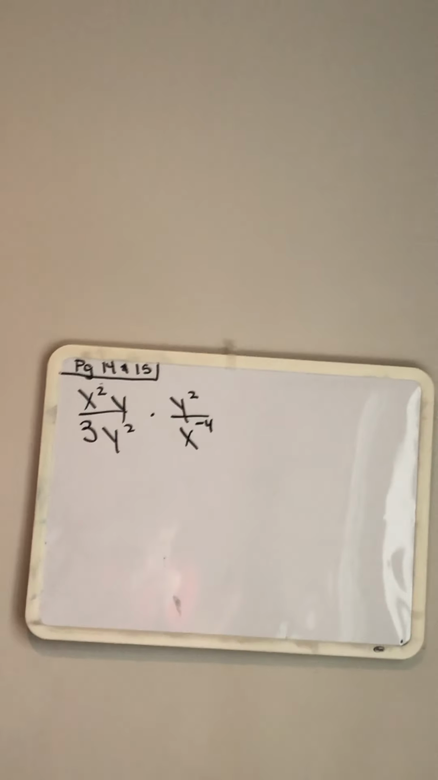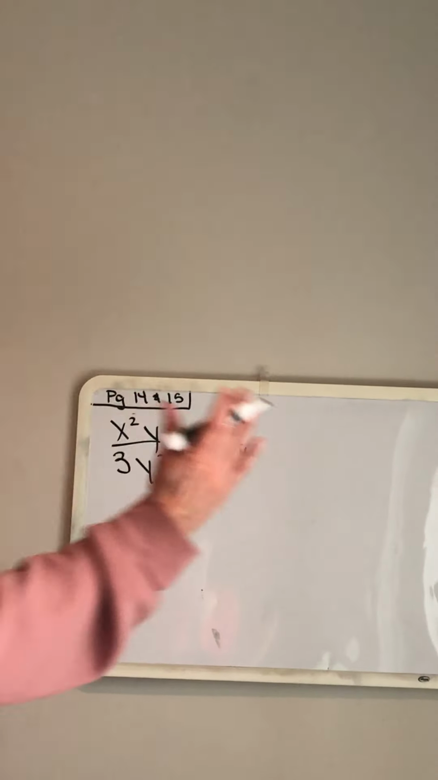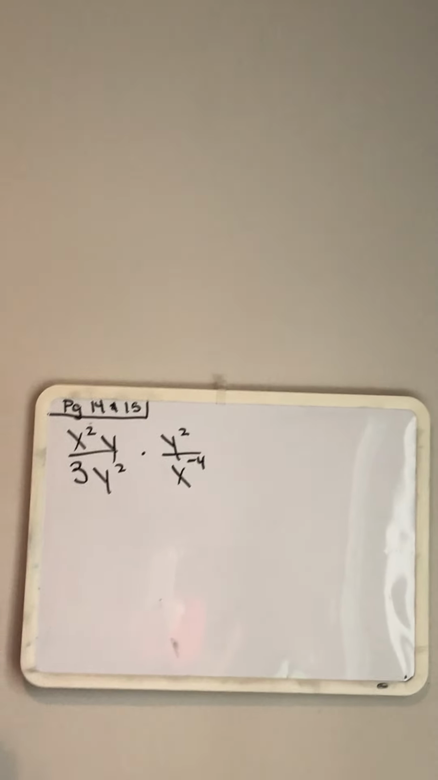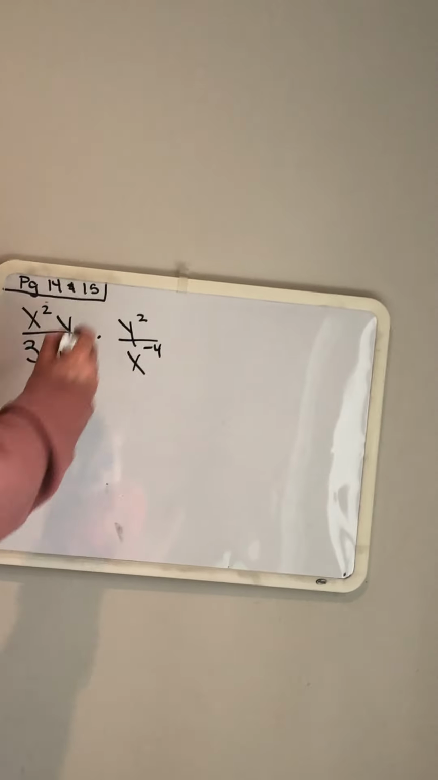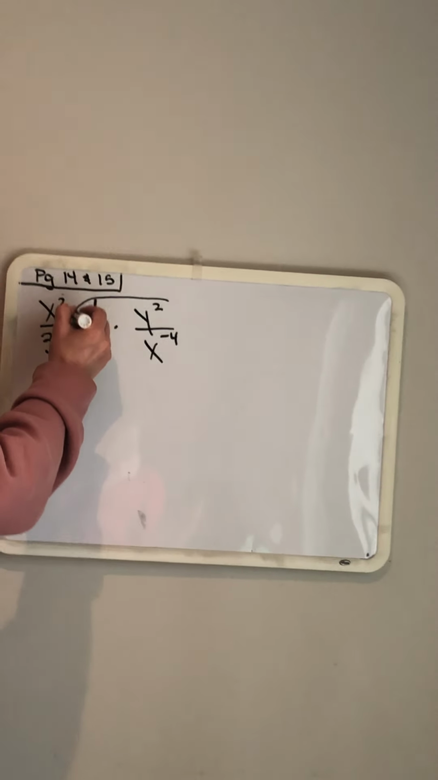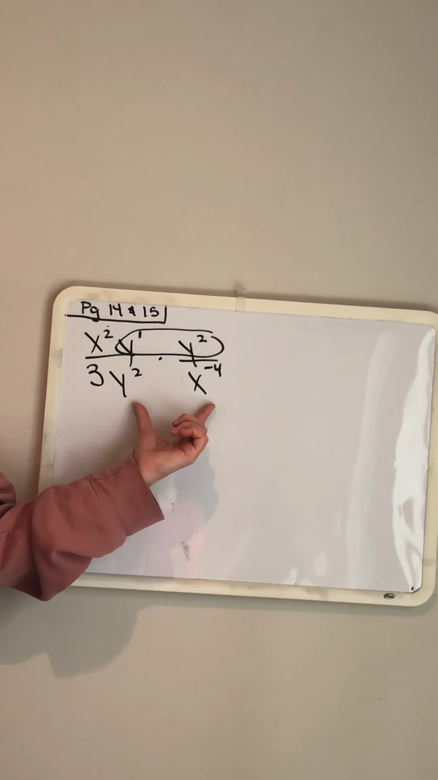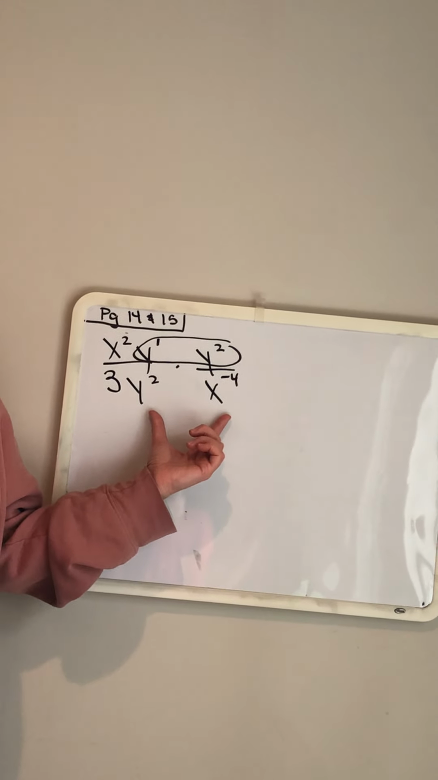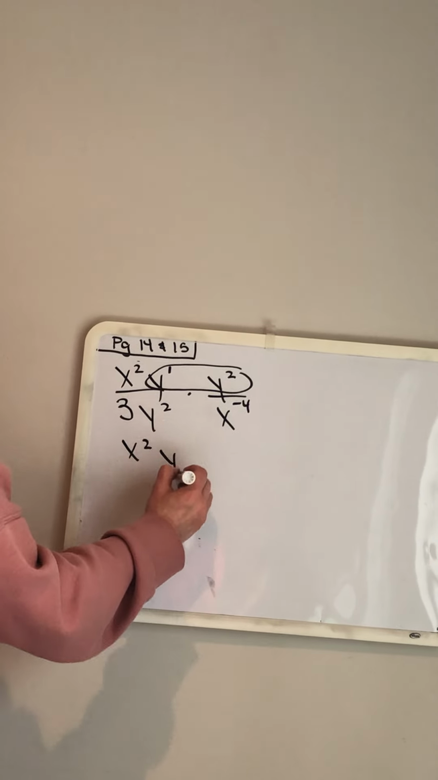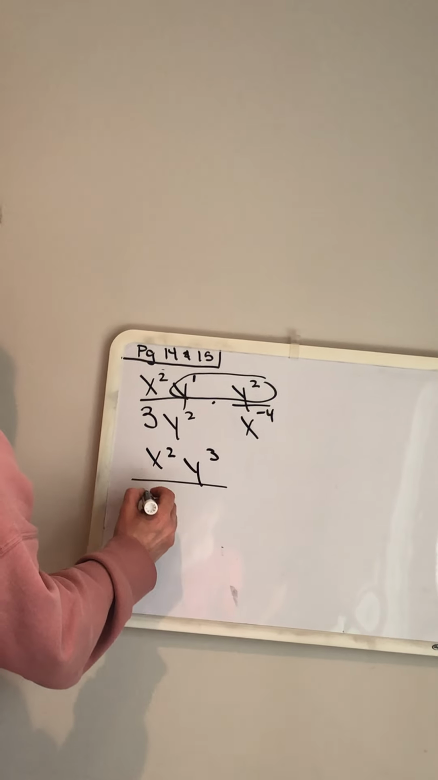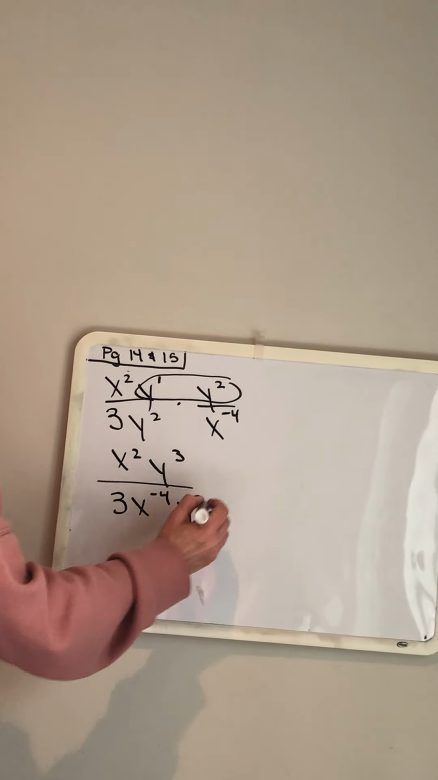Okay, so there's no powers to distribute here. So the first thing I'm going to do is combine the two fractions by putting the numerators together and the denominators together. That means in the numerator, the y powers will add. And in the denominator, those are different variables, so they'll just be written next to each other in alphabetical order. So you should have in your numerator x squared y to the third over 3x to the negative fourth y to the second.